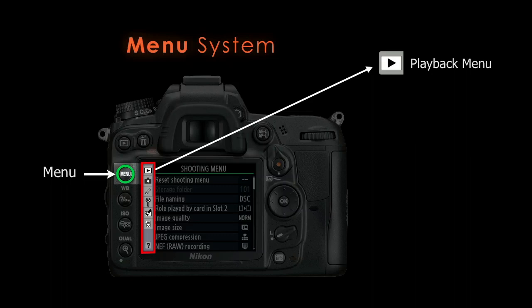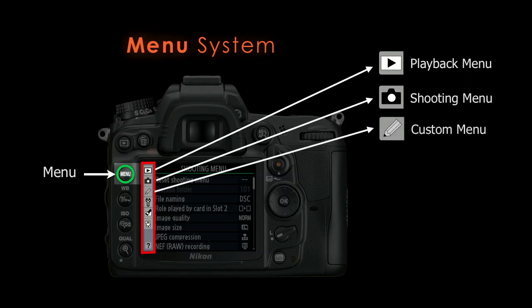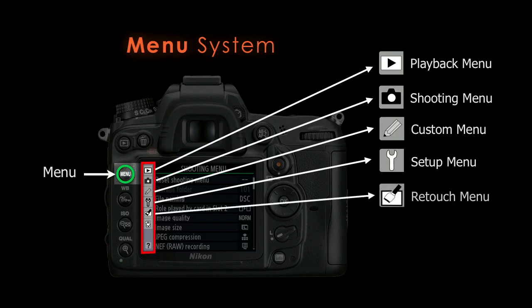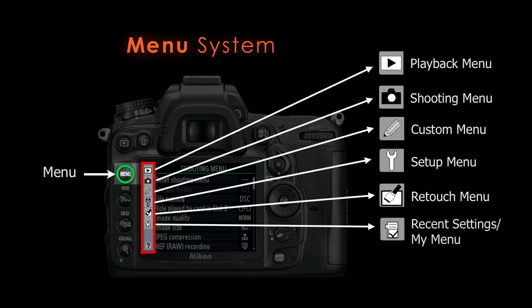The first one is the playback menu, holding all the features that deal with playback, and then we have the shooting menu, the custom menu, and these are just a wide grouping of little features that we can turn on and off depending on how we like to have the camera set up. We have a further setup menu. Our retouch menu, this is one of the areas that we're not going to be spending much time, as this is an area that would be of big use to somebody who didn't own a computer. We'll have a recent settings and my menu, which is actually my favorite of the group.